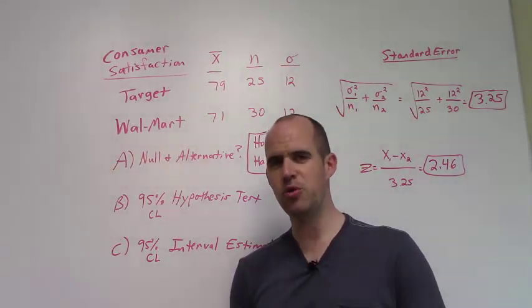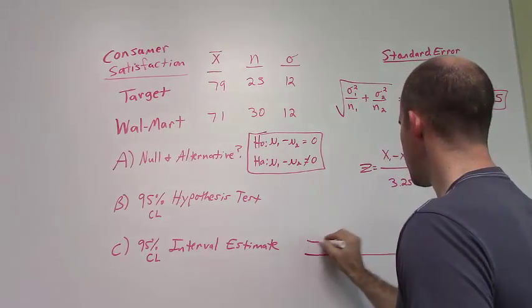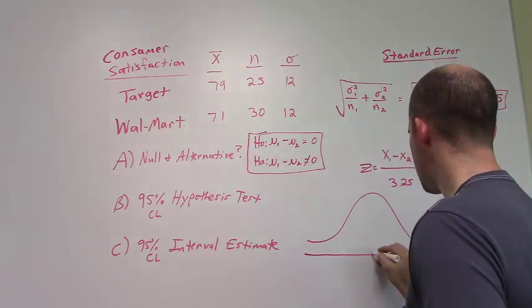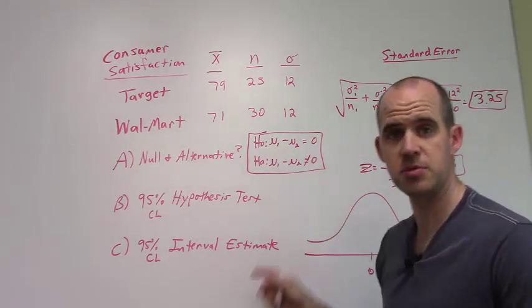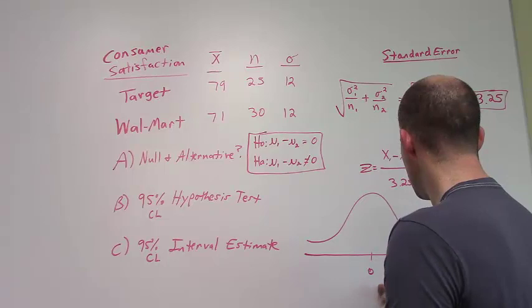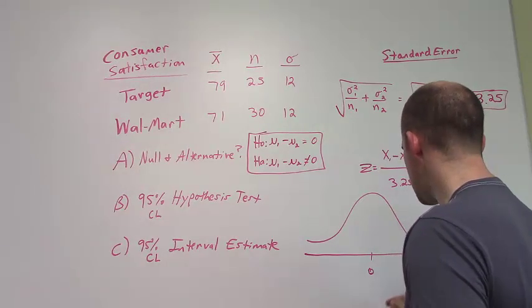Now, before we move forward, let's think about what we're doing here. We've got a certain bell curve, right? And we've got a mean here at 0. And if there's no difference between the two, this would be 0. But we have this value of 8, saying that there is some difference.